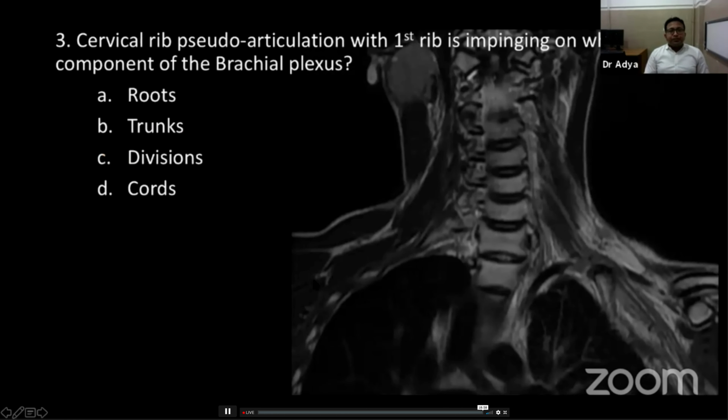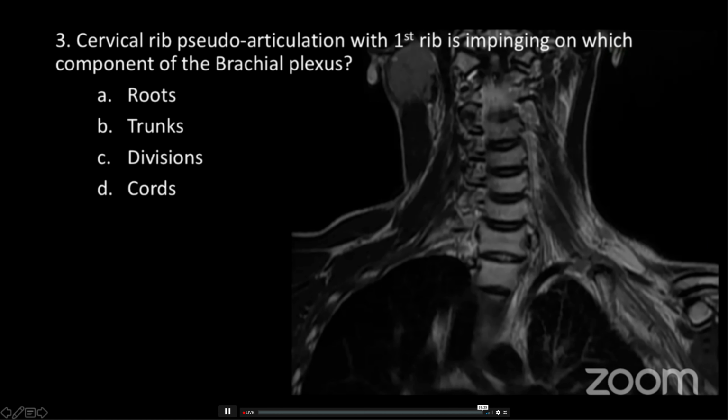Next question. Question 3, cervical rib pseudoarticulation with the first rib is impinging on which component of the brachial plexus? Now here I could not show the cervical rib in a single image. So here is the pseudoarticulation of the cervical rib with the first rib on the left side. The question is, it is impinging on which component of the brachial plexus? Poll is live, sir.